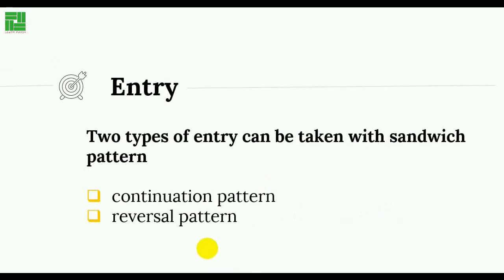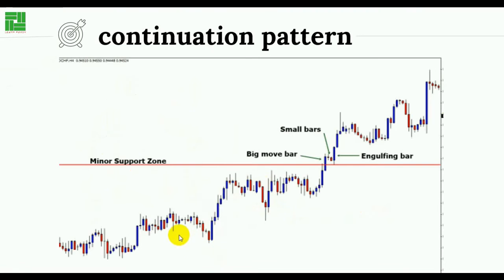As I mentioned earlier, the sandwich trading setup can be taken in two ways. One is a continuation pattern and the other is a reversal pattern. This chart is a good example of a continuation setup. It is a continuation pattern because it is an uptrend creating higher lows. The sandwich setup gives a way to enter the trend on the pullback. First of all, price breaks the minor support zone, then creates some small bars and finally this candle engulfs these small bars and price goes up. So this is a good continuation pattern with the sandwich trade setup.